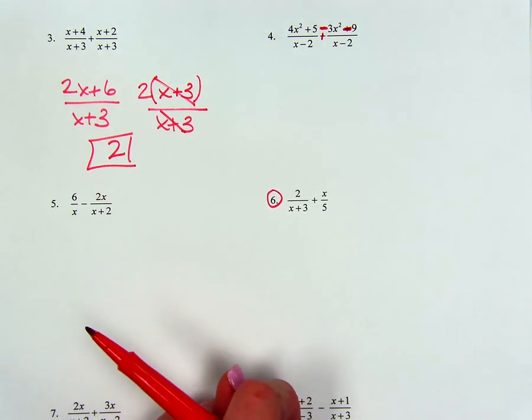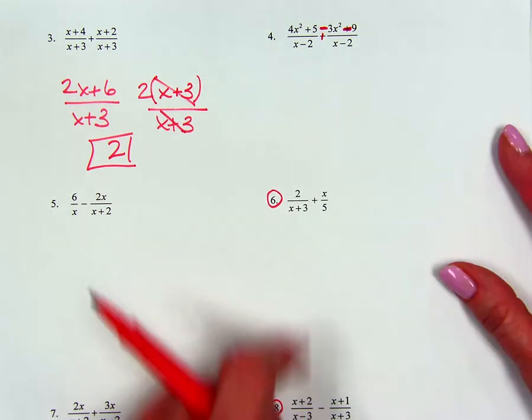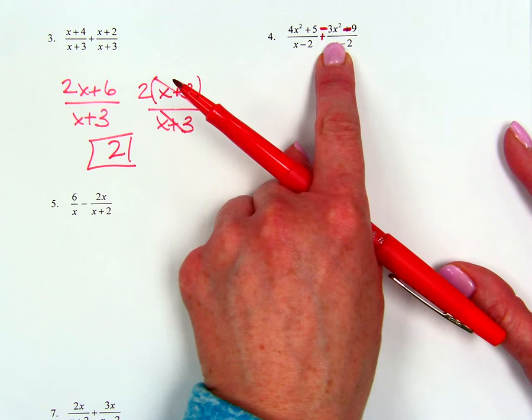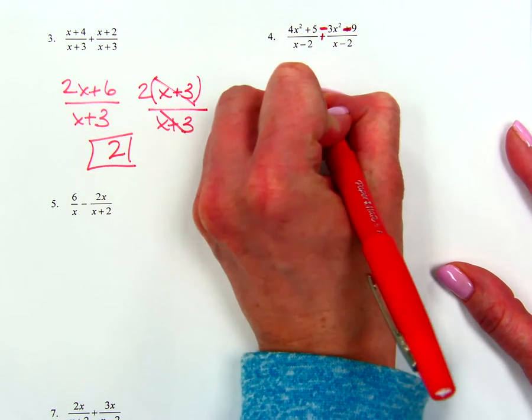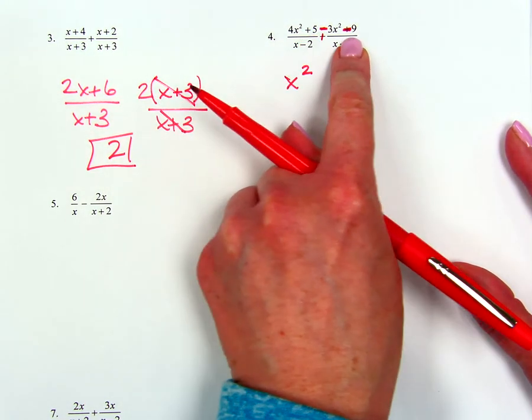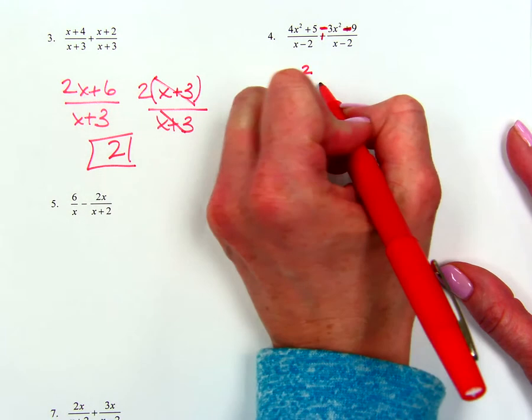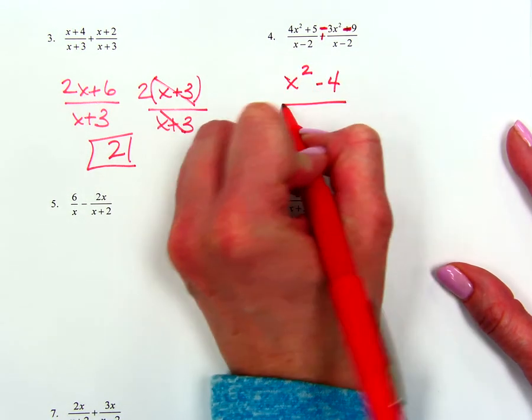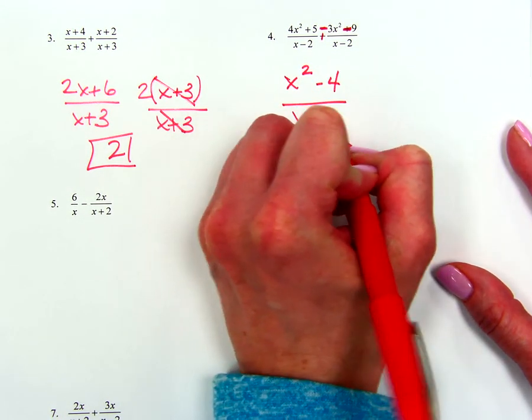So now let's combine those like terms. So we have 4x squared minus 3x squared. So that becomes just x squared. And then we have 5 minus 9. That becomes a negative 4. And that's all over x minus 2.